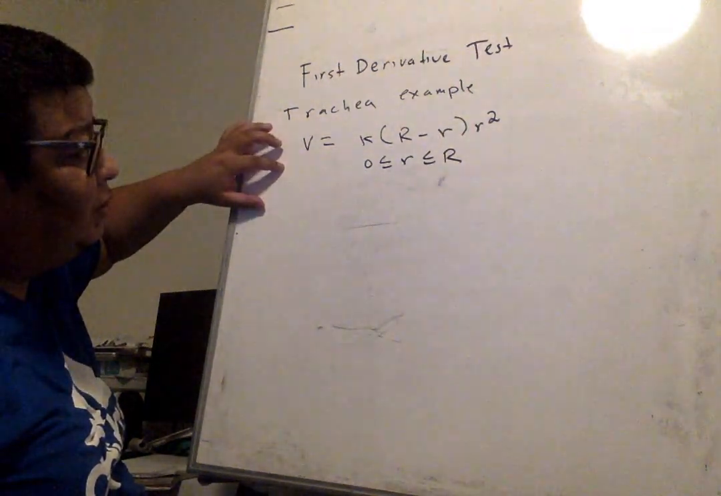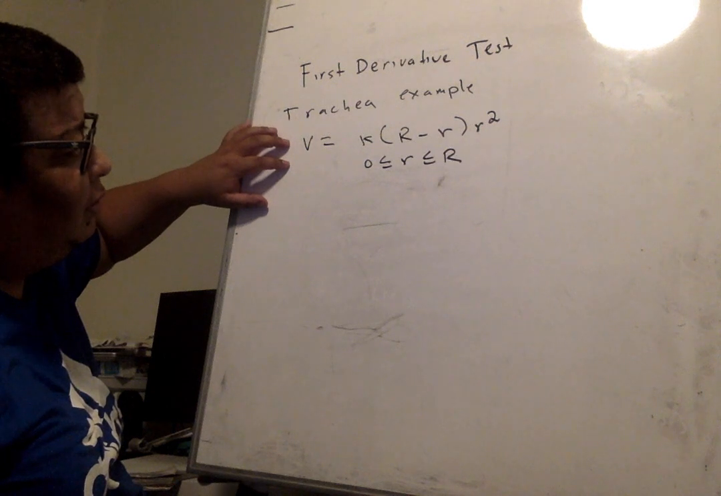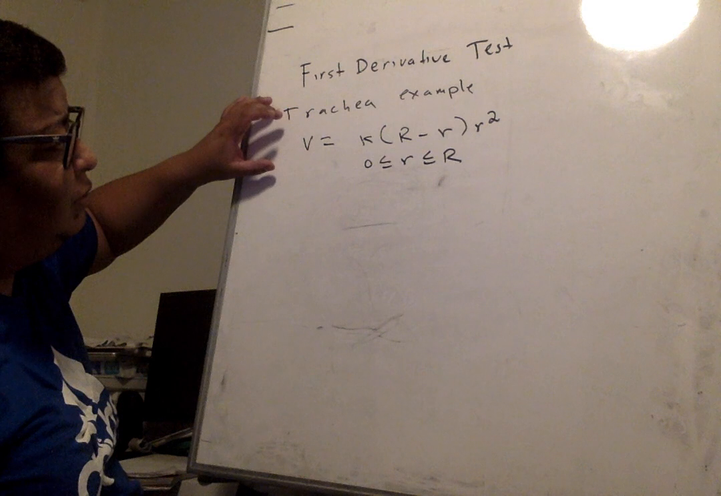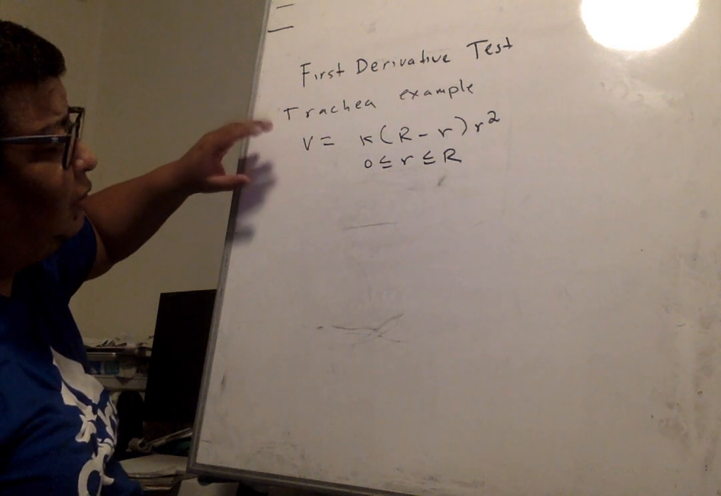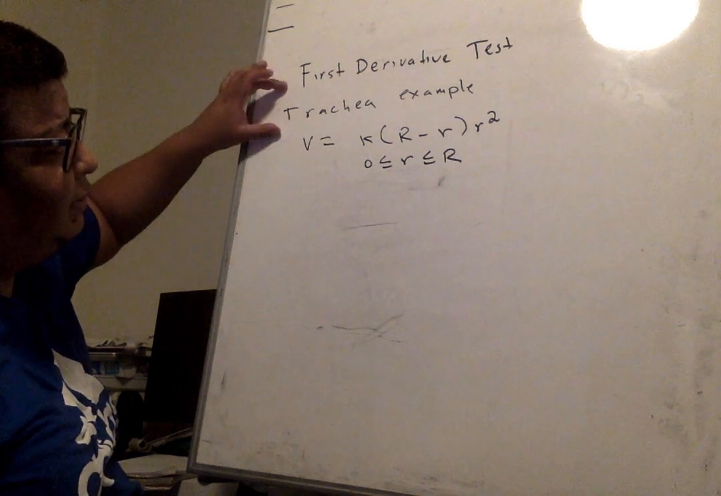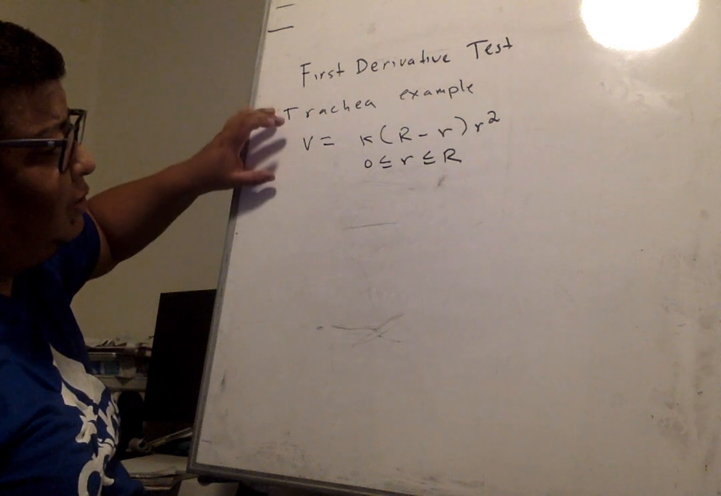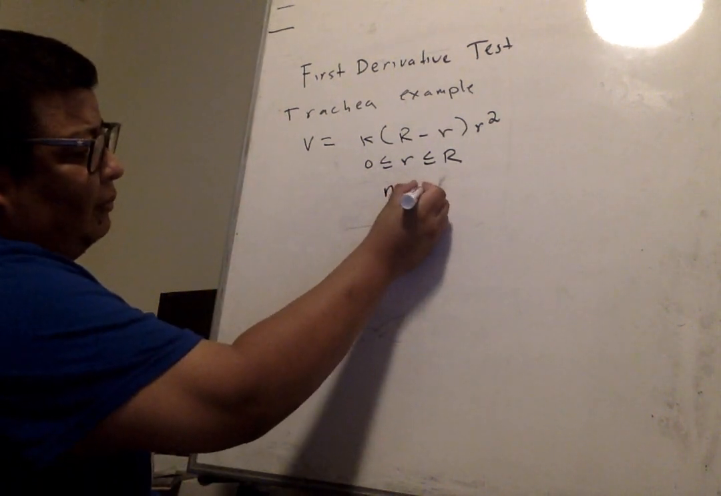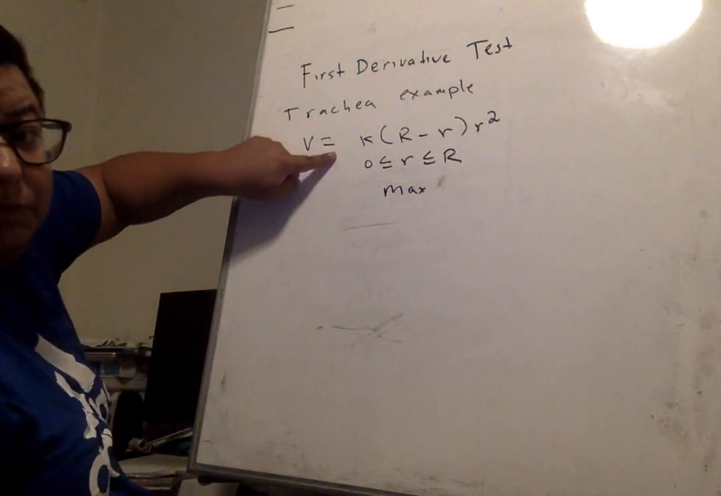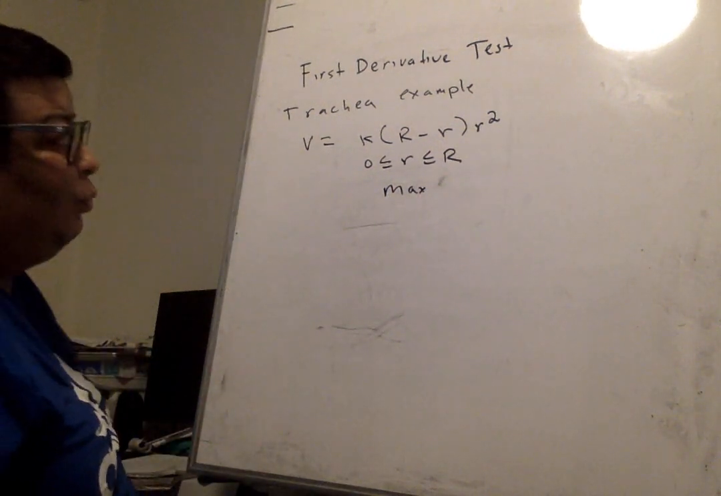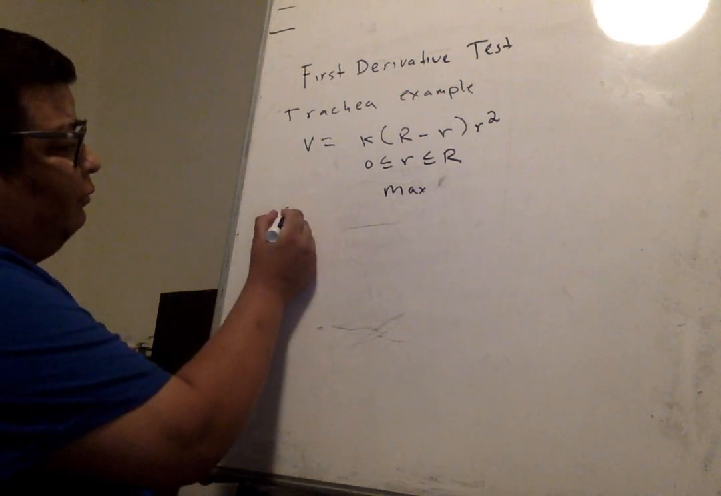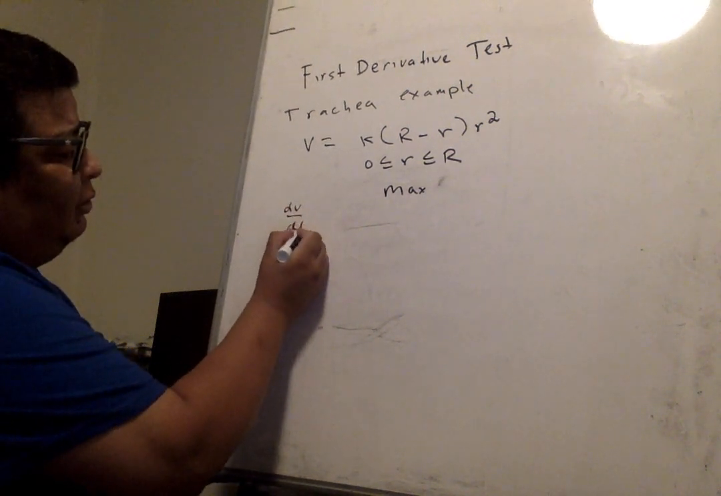The maximum velocity, in which the air that passes through the trachea is the highest. In other words, we're going to find the max of this function. The way we're going to do it is using the first derivative test. So first we're going to find dv/dt.